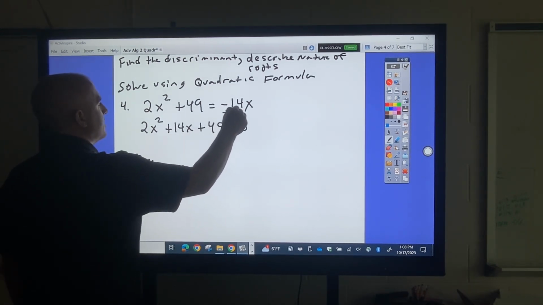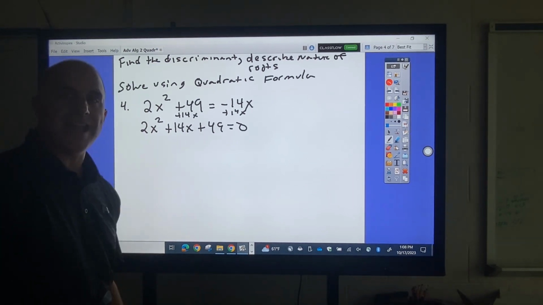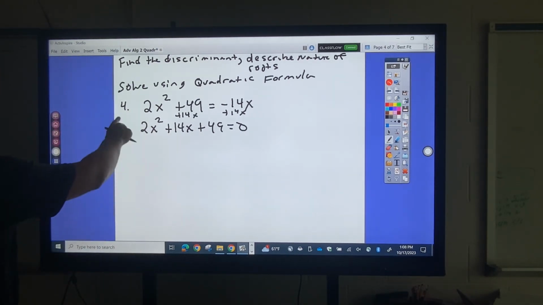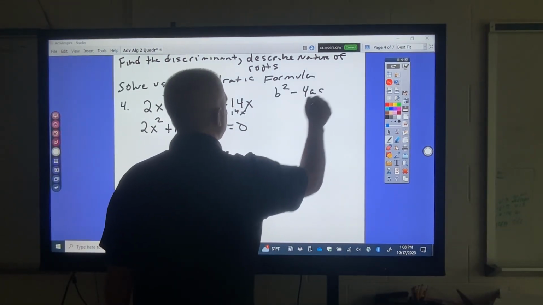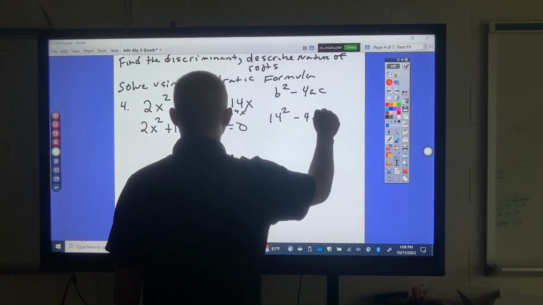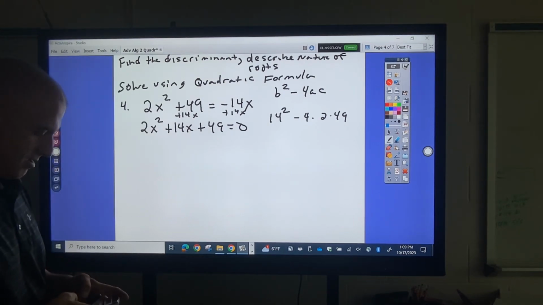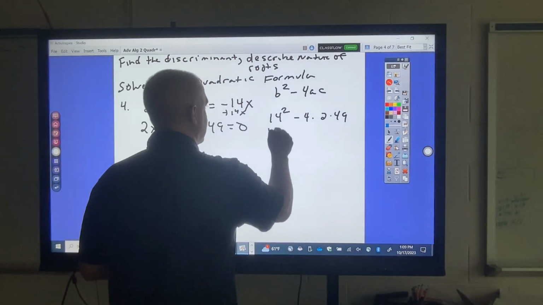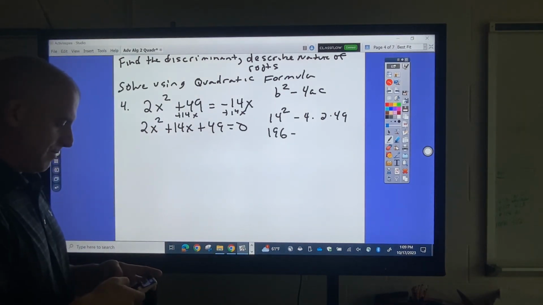Now this one, that would become positive 14 when it comes back, because I would be adding 14x. Now, a couple things I want to bring your attention to. Make sure your x is in the middle there. That's the order. So let's go ahead and find the b squared minus 4ac. That's going to be 14 squared minus 4 times 2 times 49. 14 squared is 196 minus 4 times 2 times 49.